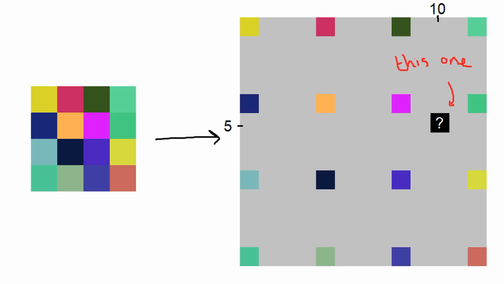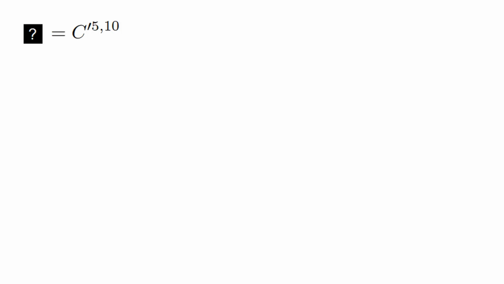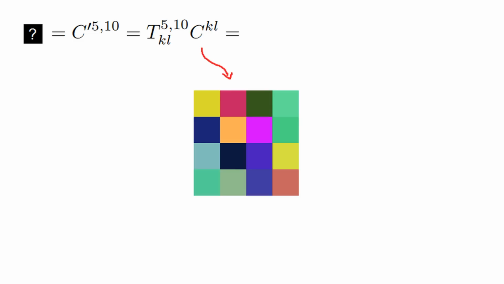We'll pick some pixel here and see what happens when it's constructed. We know that our pixel is C' at 5, 10. We also then know that it equals our 2D transformation tensor with constant superscript indices 5 and 10 and subscript indices k and l, multiplied by our original image c_kl. We already know what our image looks like, and our transformation matrix for this pixel turns out to be this.